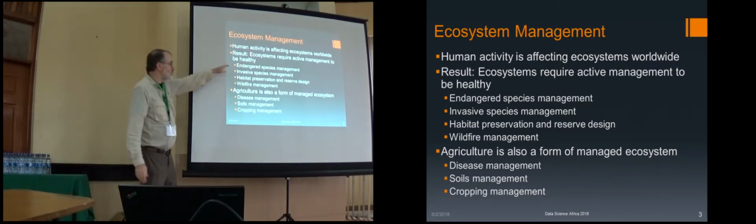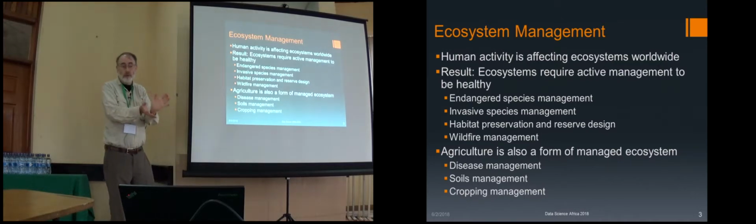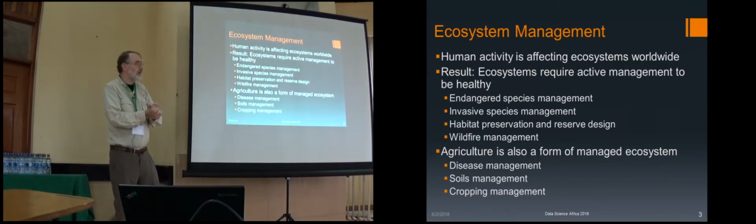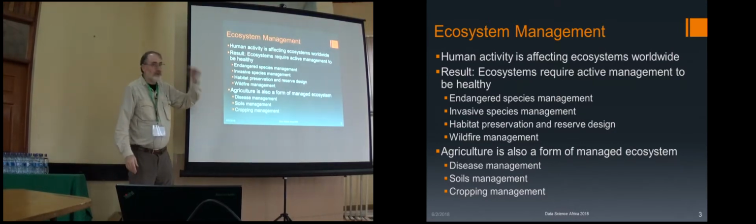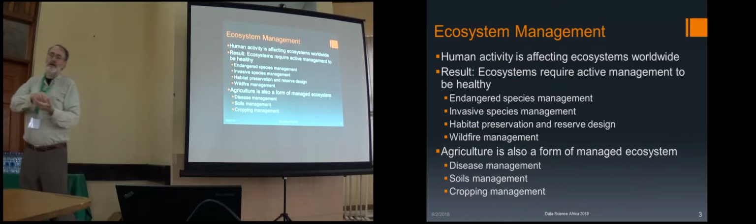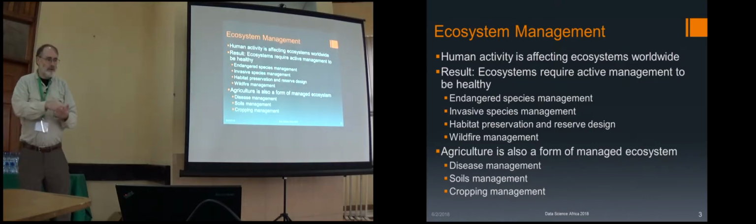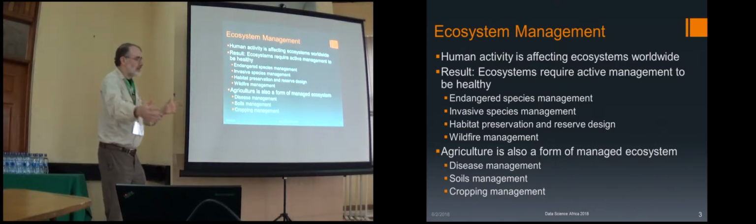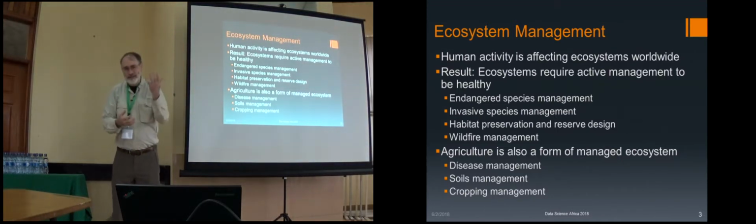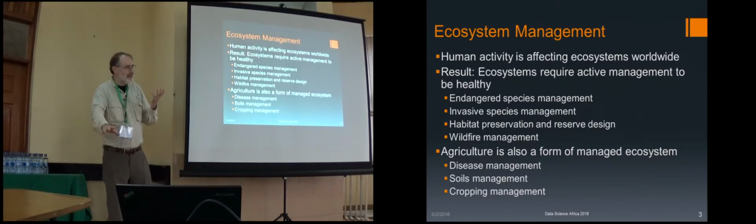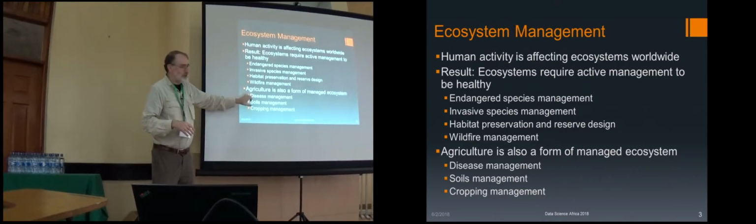That could be endangered species management or invasive species or preserving habitat that's important for a species and reserve design, wildfire management, many things like this. It's also important to remember that agriculture is itself a kind of managed ecosystem, right? When you plant a field of maize, you are then trying to manage that ecosystem so that the maize can succeed and not be overwhelmed by the weeds, by diseases. You have a question of water and so on and so forth. So lots of management decisions there.